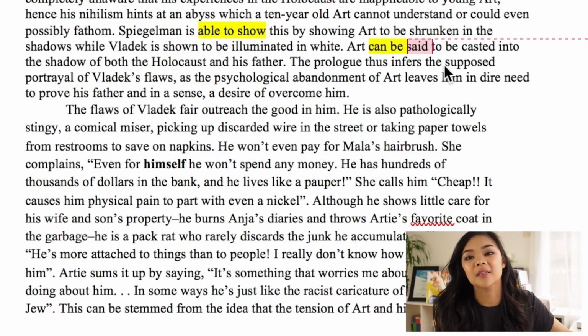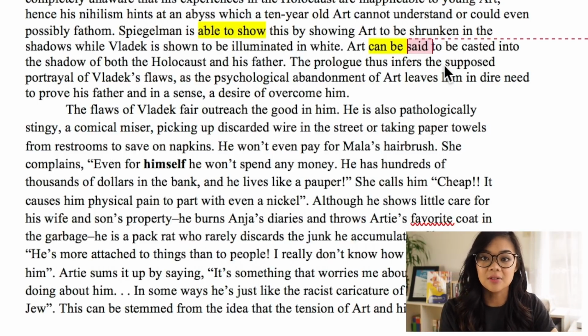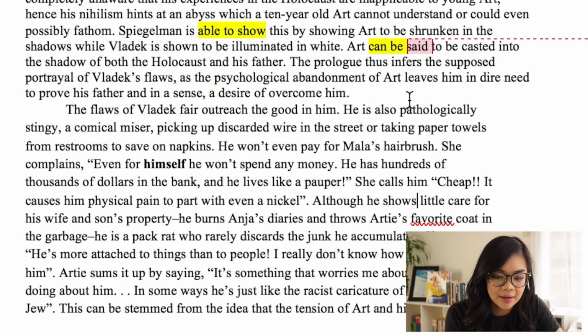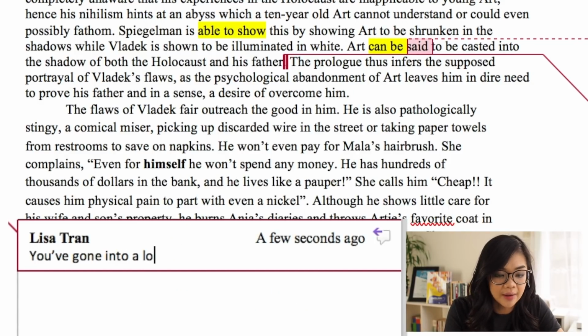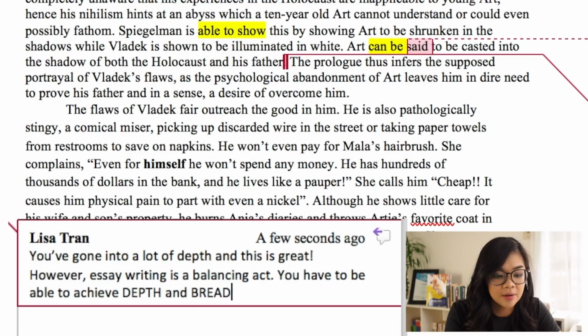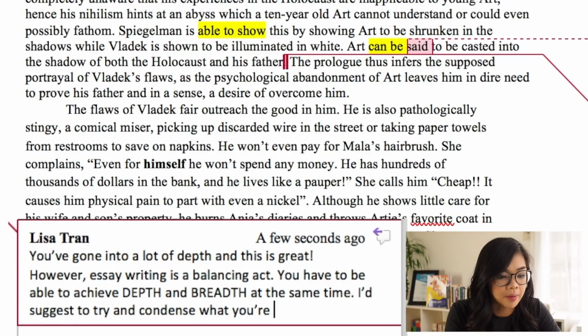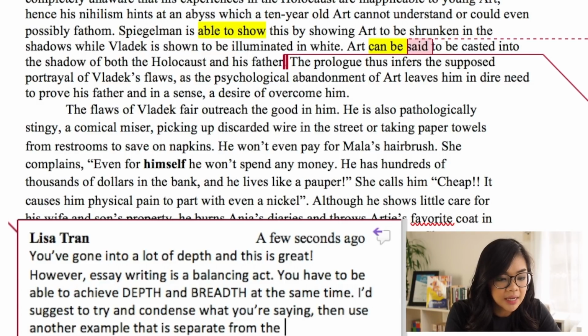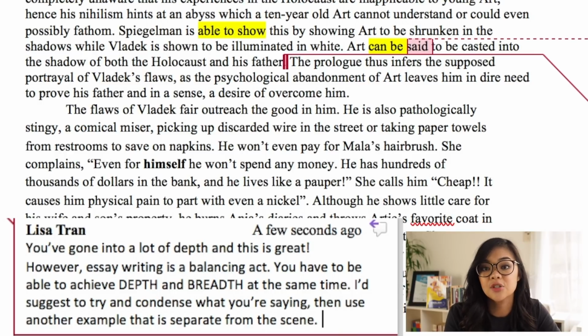All right, I'm gonna put my glasses on because I feel like it's easier for me to see what's happening on the camera. Basically, what I'm seeing here with the student is they've gone into a lot of depth, and this is awesome. But essay writing is a balancing act. You have to be able to achieve depth and breadth, which I actually haven't talked much about on my channel. If you guys are interested, comment below and let me know if this is something you'd want to hear more about.